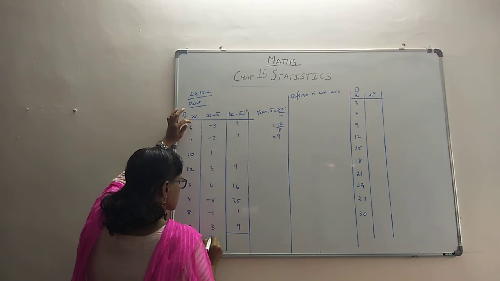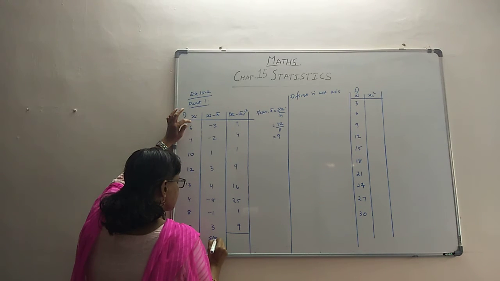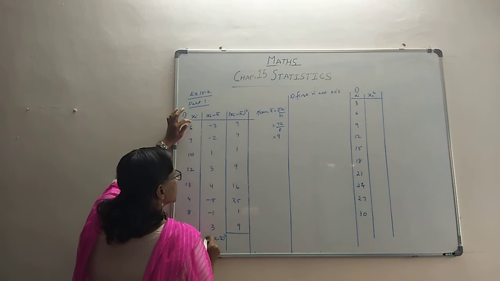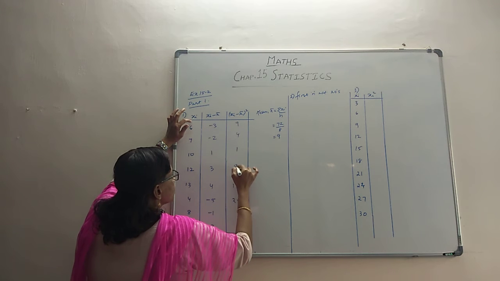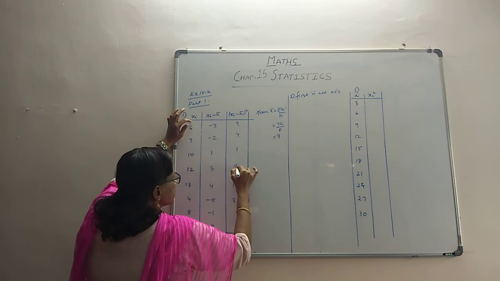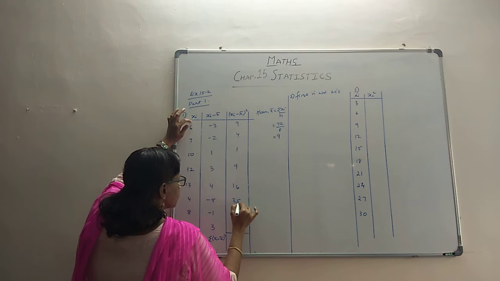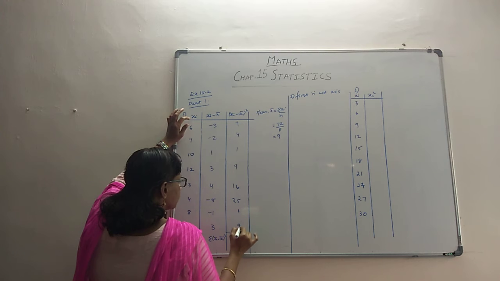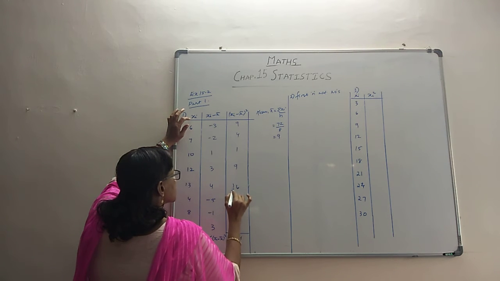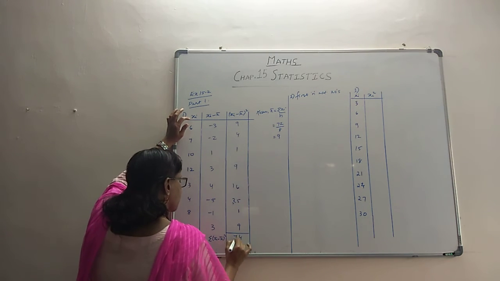We require the sum of this, summation of xi minus x bar the whole square. 9 and 4, 13 and 1, 14. 14 and 9 is 23 and 6 is 29. 29 and 5 it's 34, 35, 35 and 9 is 44, 4 carry. 4 and 2 it's 6, 7, 74.